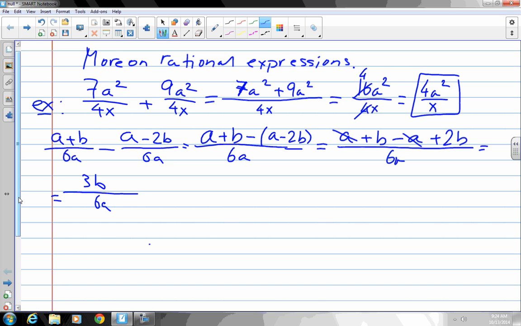Is that okay? Simplify. 3 and a 6 gives you b over 2a. So always look for the ways to simplify your final answer. How's that? Good? Okay.